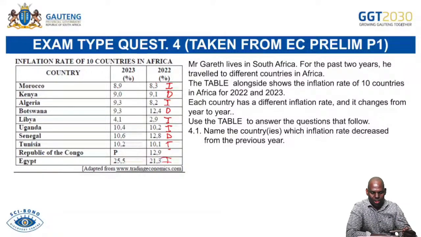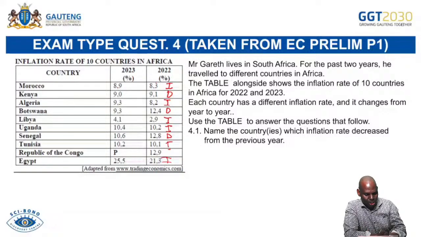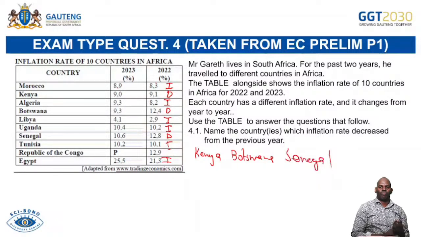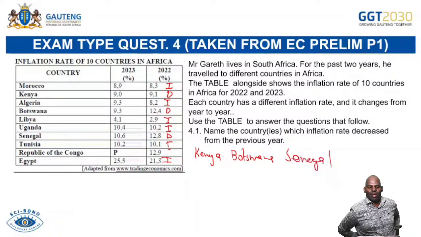So in this case we can only tell about Kenya, we can say Botswana, and we also say Senegal. We don't know about Republic of Congo because the value for 2023 is not given. So you need to write them down. So it's Kenya, and then it's Botswana, and then after Botswana it's Senegal. Right? You see, boys and girls, there are actually easy marks there. There's always easy marks, and those easy marks are the ones that you're supposed to get before you even go to the challenging questions.